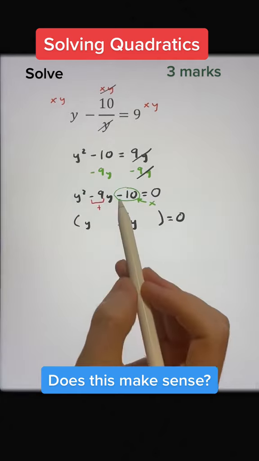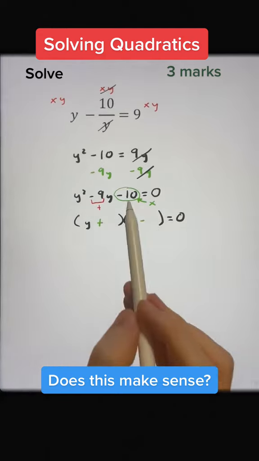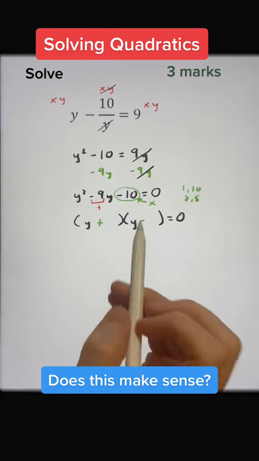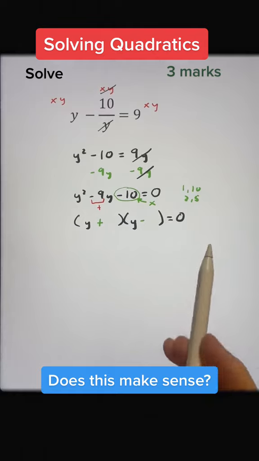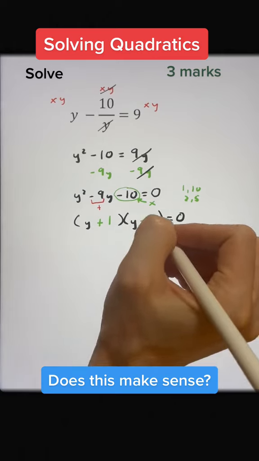The only way to get a negative number when multiplying is to have one positive and one negative. Here the only factors of 10 are 1 and 10 and 2 and 5. The only pair that multiply to give us negative 10 and add together to give us negative 9, in this case is going to be plus 1 and minus 10.